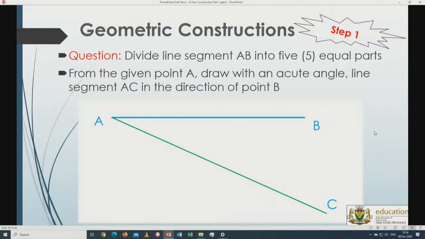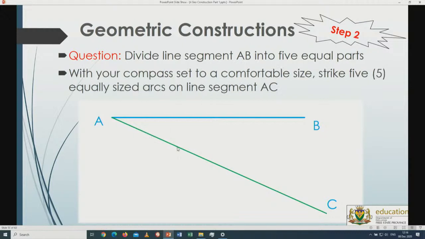Now I can take my compass, and from the intersection point at A, I can strike an arc. And without resetting, put the needle point at that intersection point, and strike another arc. At that intersection point, strike another arc. At that intersection point, strike another arc with the same size. Until I've got 5 increments, 1, 2, 3, 4, and 5.